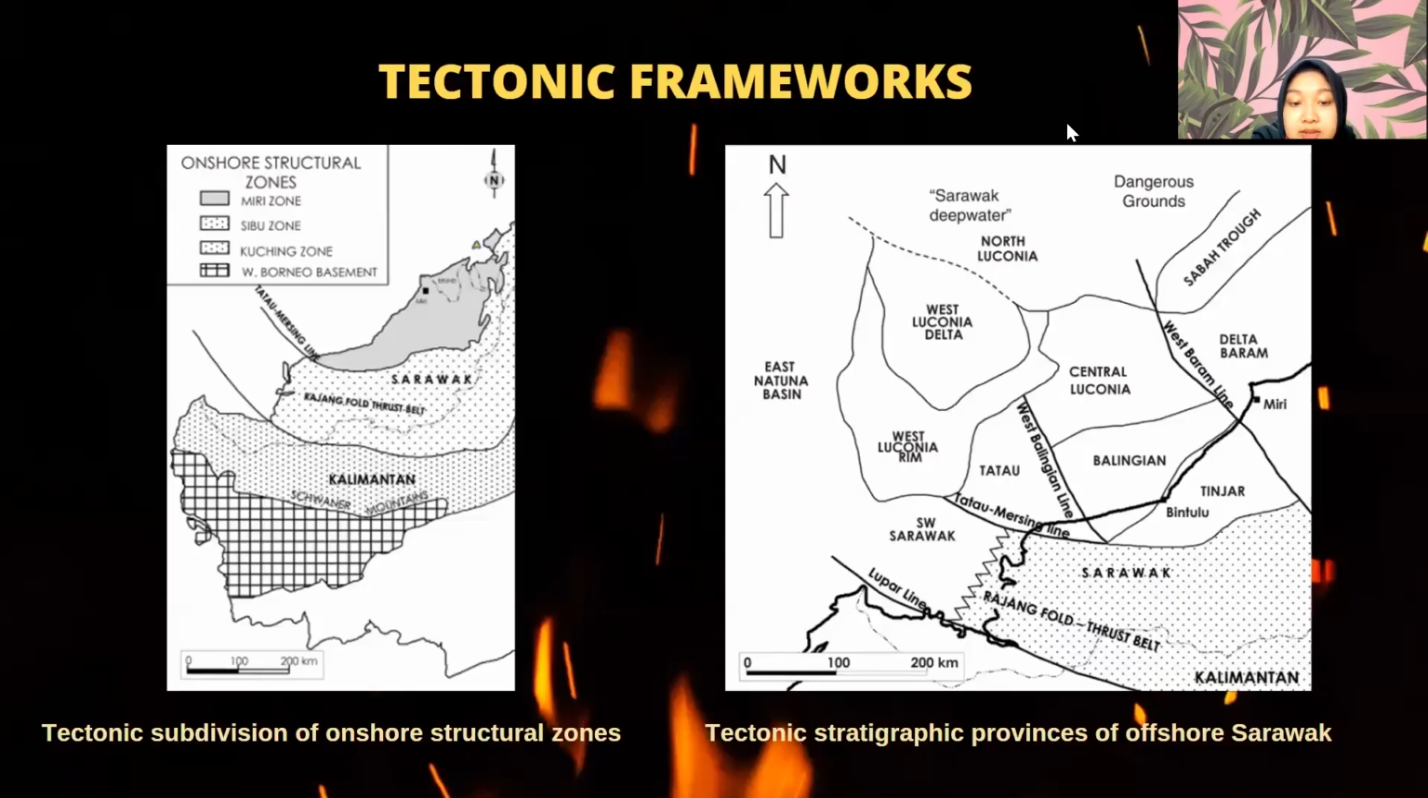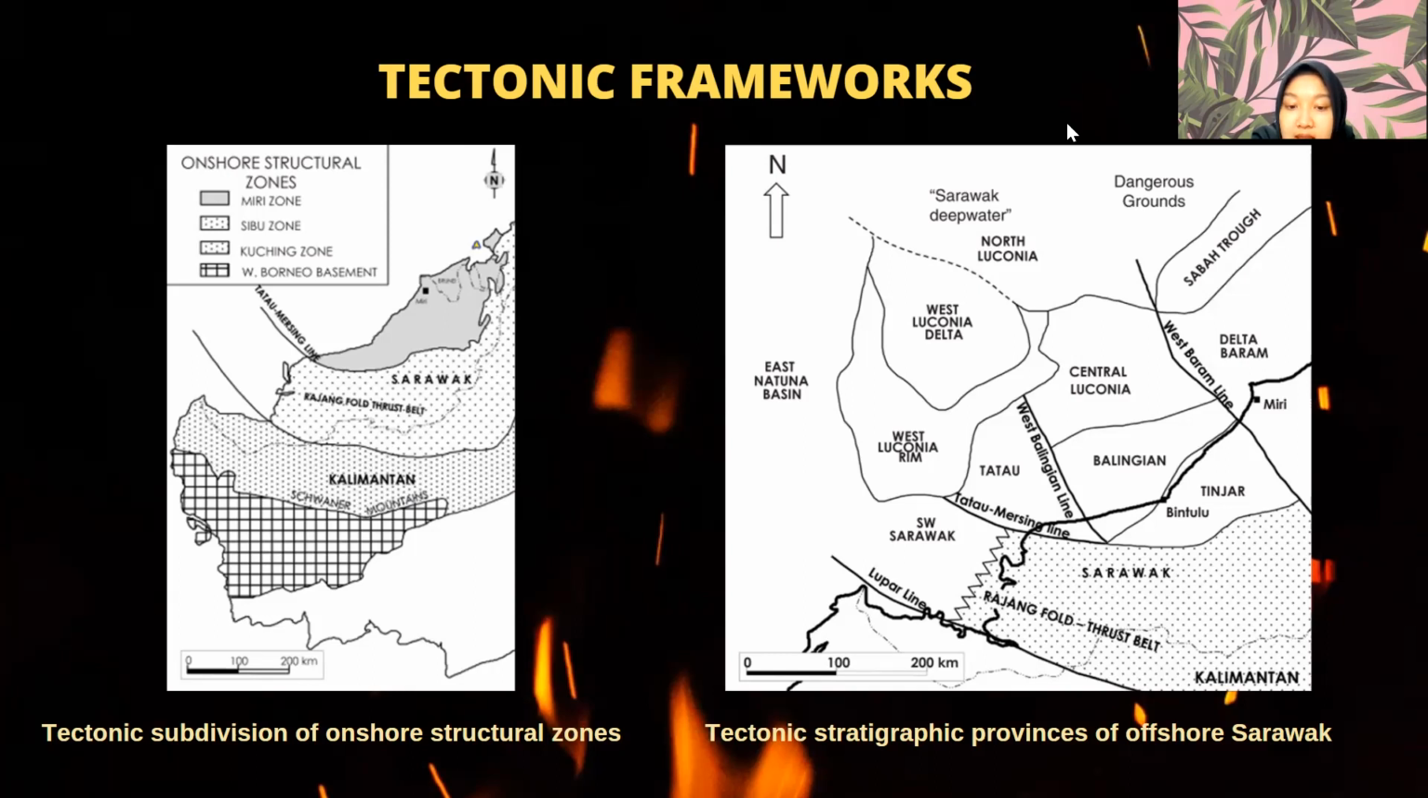For the tectonic framework, the Sarawak Basin is underlain by more than 12 kilometers of Tertiary siliciclastic and carbonate sediments, and researchers subdivided Western Borneo into several tectonic zones. Young to the north, there are the Kuching Zone, Sibu Zone, and Miri Zone, as shown in this left figure. The seismic refraction and reflection data show that the basement to the Tertiary Sarawak Basin in the offshore is an extension of the Sibu Zone, which is formed by the upper Cretaceous to Eocene Rajang Fold and Thrust Belt.